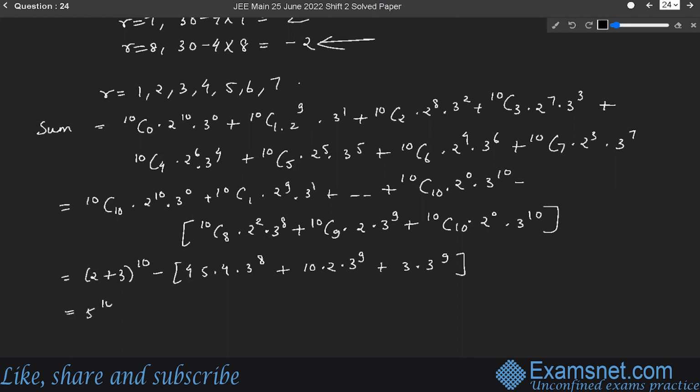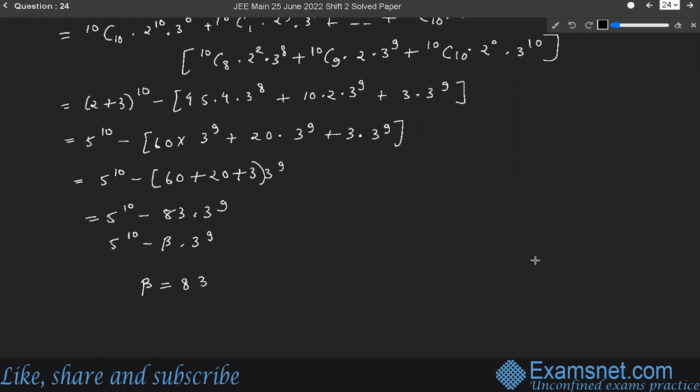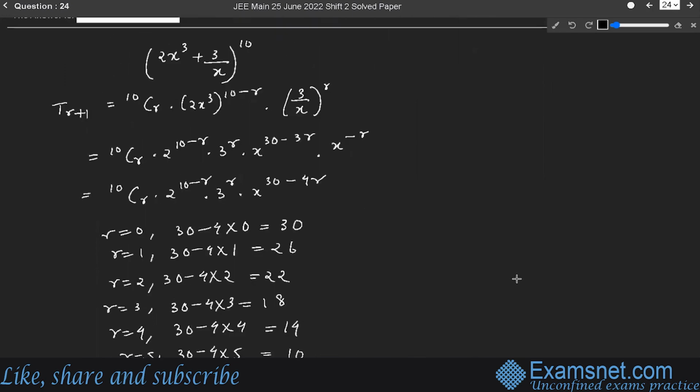So this will be equals to 5 power 10 minus 60 into 3 power 9 plus 20 into 3 power 9 plus 3 into 3 power 9. So taking 3 power 9 common, this will be 5 power 10 minus (60 plus 20 plus 3) into 3 power 9. So this will be 5 power 10 minus 83 into 3 power 9. Hence, on comparing it with the expression which is given in the question, which is 5 power 10 minus beta into 3 power 9, we clearly get beta is equal to 83. So the correct option for this question is 83.